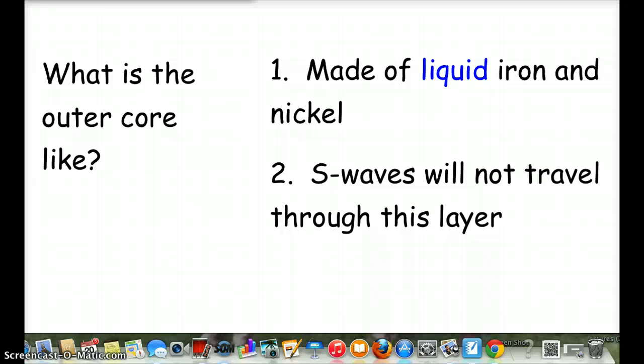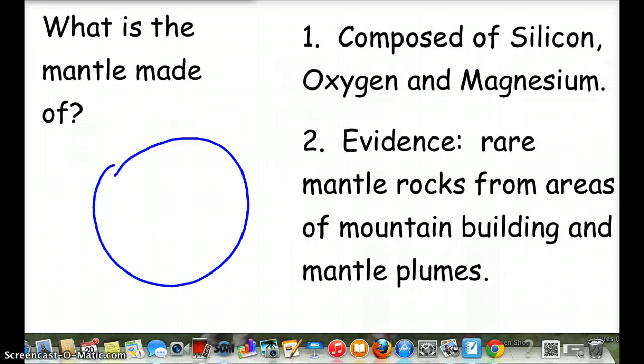So let's go ahead and move on to the mantle. The mantle is made up of the elements silicon, oxygen, and magnesium, which are the most abundant materials in the mantle. The evidence we have are rare mantle rocks from areas of mountain building and mantle plumes.